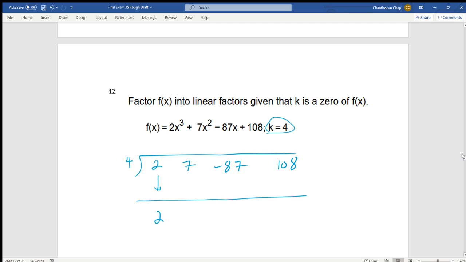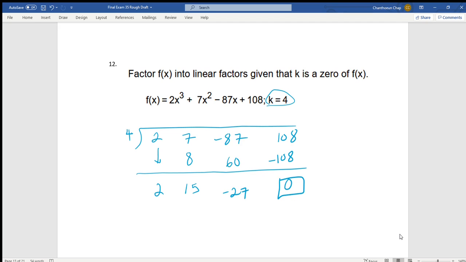4 times 2 is 8. 7 plus 8, that's going to be 15. 4 times 15 is 60. Negative 87 plus 60 is negative 27. And 4 times negative 27 is negative 108. And we do get a remainder of 0. That's what I expect we should get.